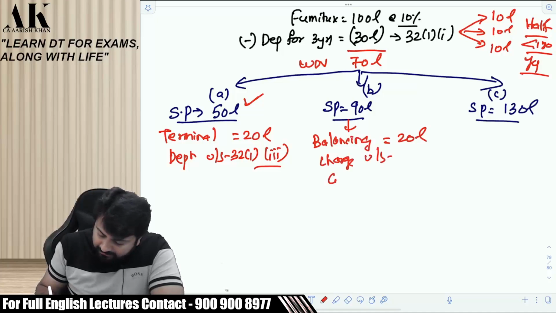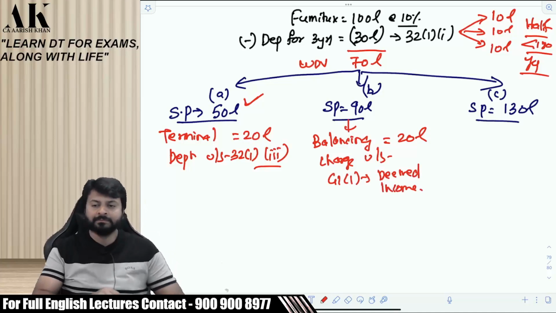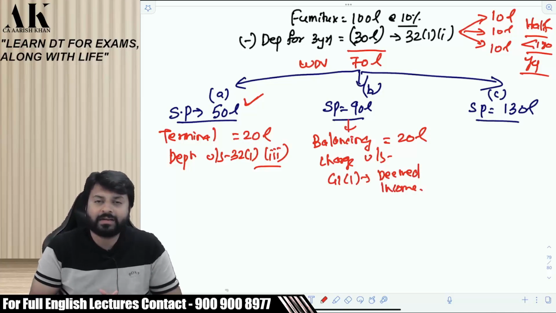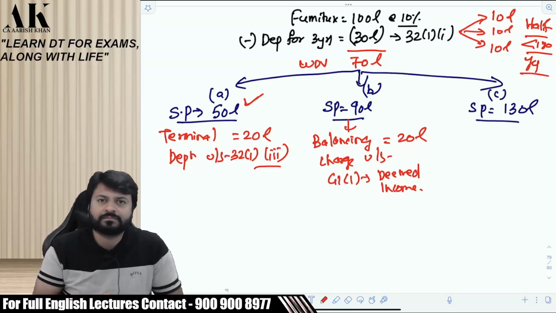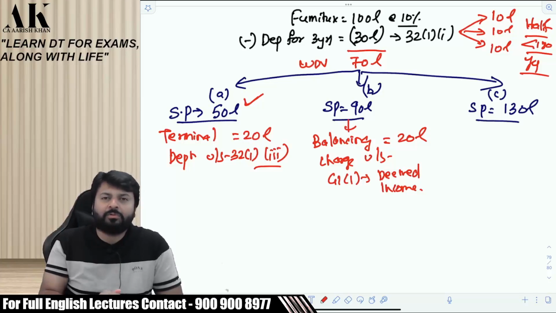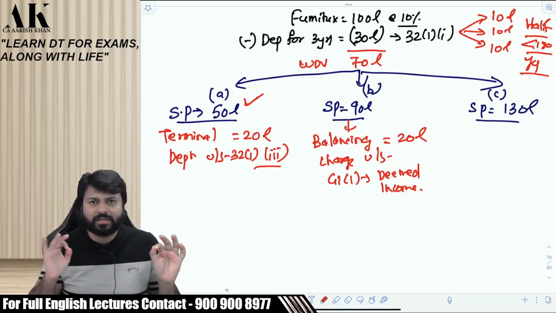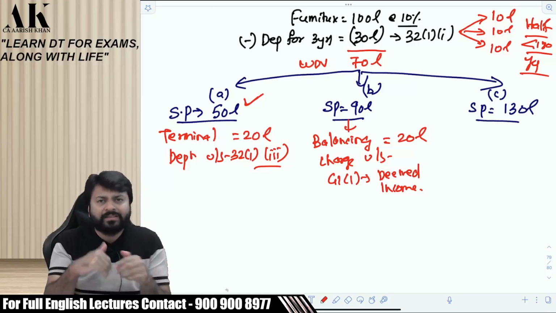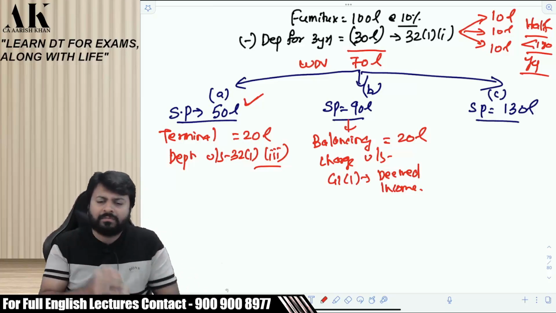under section 41(1), which is deemed to be income. This is your deemed income. Deemed income, technical name is balancing charge. So the rule is very simple. If there is a loss, if you are selling for less than WDV, then terminal depreciation. If you are selling for more than WDV, then it is a kind of profit, it is income. Are you clear?